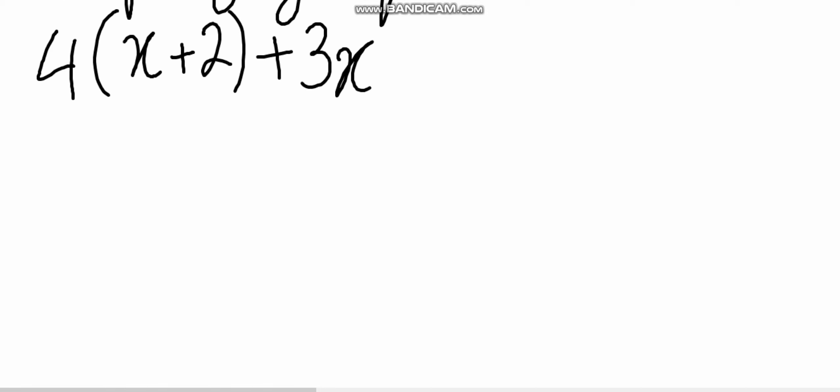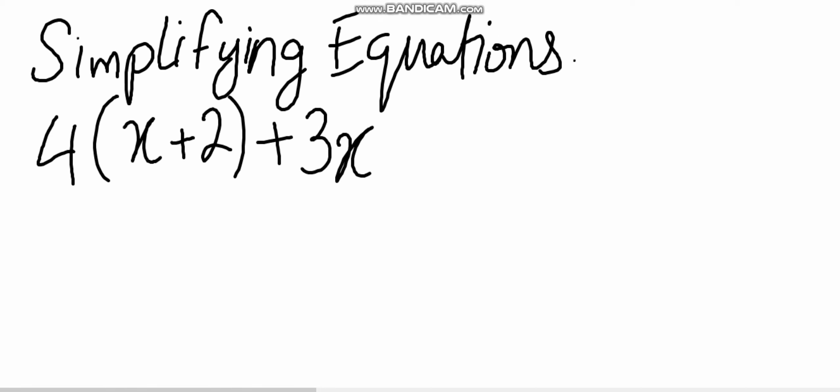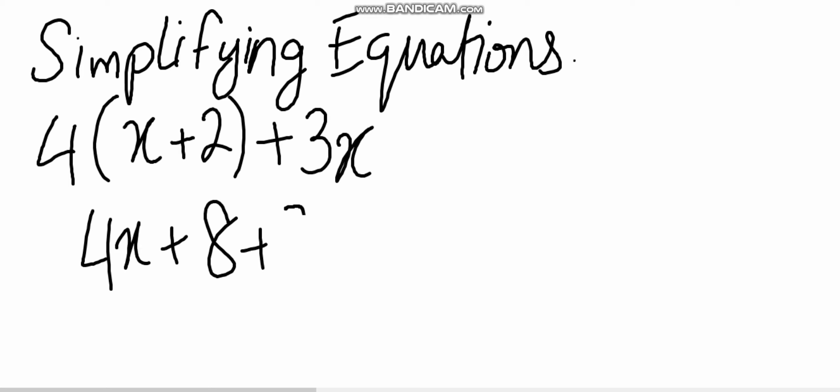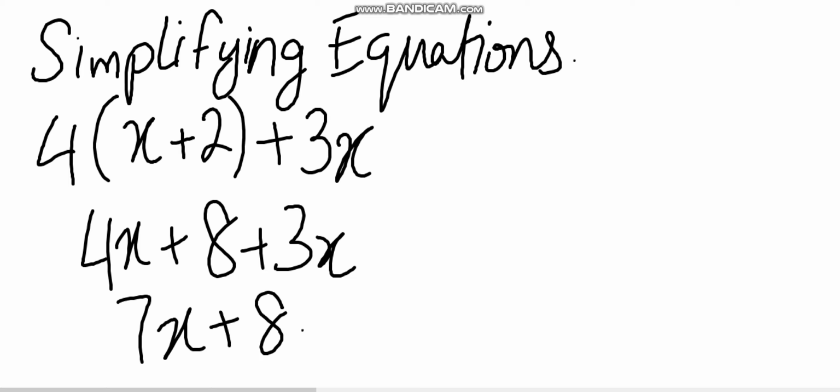So another type of algebraic equation is the simplifying equation, and in this we have the question 4 brackets open x plus 2 brackets close plus 3x. So this will be 4x plus 8 plus 3x. So 4x plus 3x is 7x, and 7x plus 8 will be the final answer. We don't have to calculate the value of x, you just have to simplify the equation.